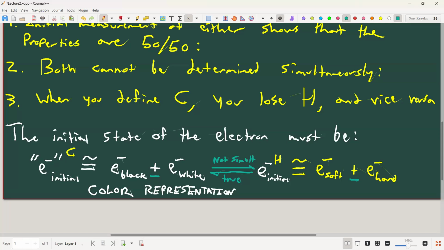The fact of the matter is that the proper representation of our electron, before we ever touch it, is that it is simultaneously, if you will, all of its properties. It must have all of its properties. And the only time a property is assigned is when we measure. So the act of measurement, by putting it through our box and filtering it, is what causes us to identify a black or a white electron, or a soft or a hard electron.